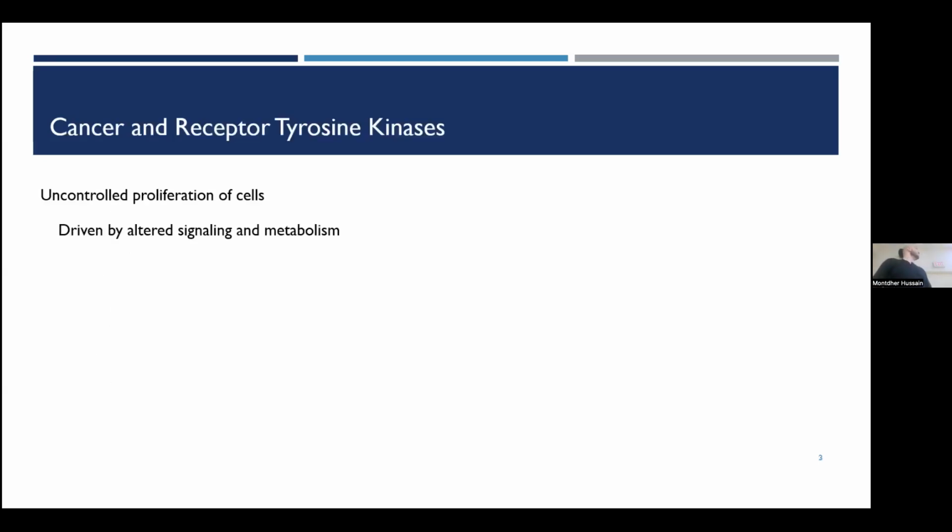So cancer, as you may be aware of, is characterized by uncontrolled proliferation of cells, and this is commonly driven by genetic alterations that alter signaling and metabolism within the cell.